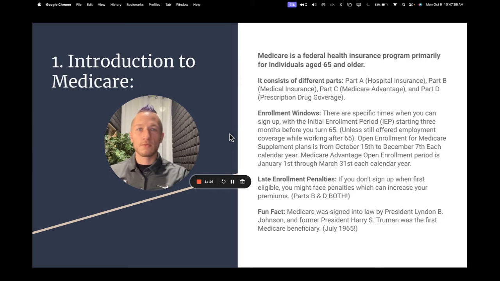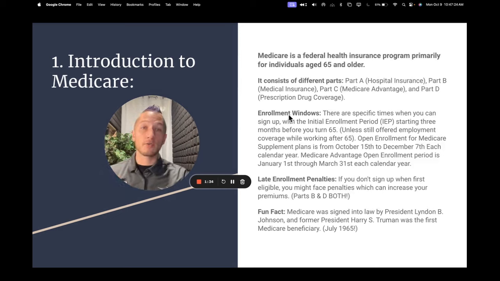So let's dive in. All right, so first, what is Medicare? Medicare is a federal health insurance program designed primarily for individuals who are 65 and older. It consists of many different parts. You've got your Part A, your Part B, Part C, Part D, and a bunch of other letters within the alphabet, which we'll get into here in another upcoming slide.